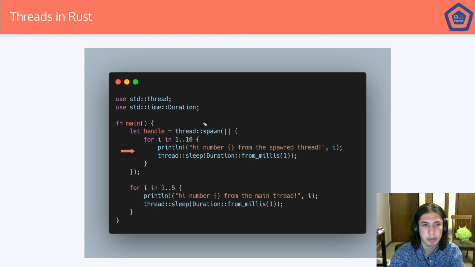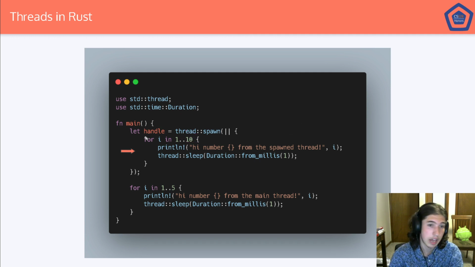Okay, so what's happening here? We spawn some thread, and that thread is going to execute this code. And what this code says is for i is 1 to 10, print the number from the spawned thread, and then wait 1 millisecond. And so we'll print 1, 2, 3, ... 8, 9. Of course, non-inclusive. We don't include the 10.